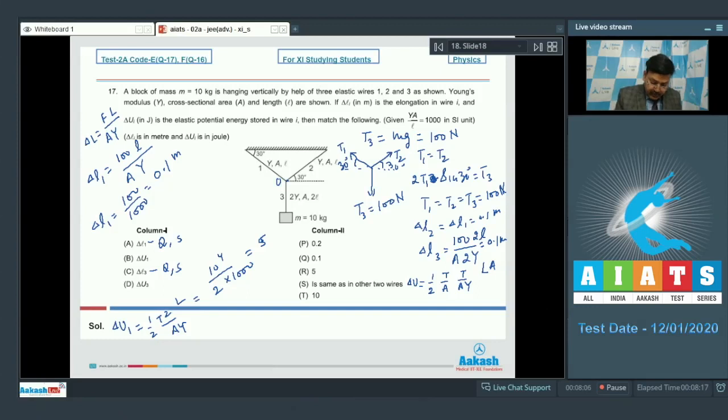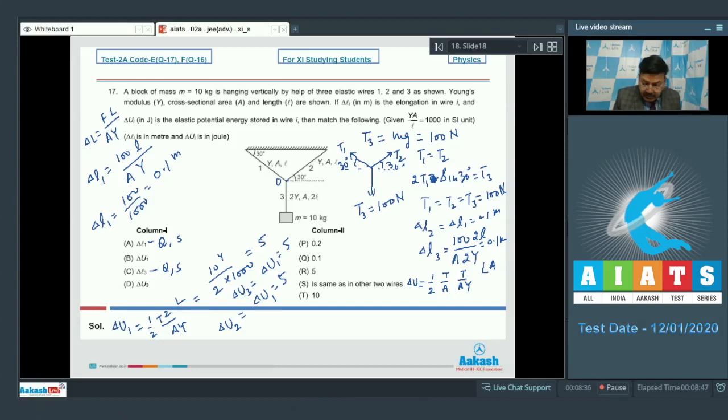What about delta U2 and U3? Let's first find delta U3. You see that for 3, Y is 2Y and L is 2L. So that means it is same. So this is also equal to delta U1, and that is 5 units. Delta U2 will be same anyway as delta U1 because the wires are identical and same tension. So it's also 5 units.